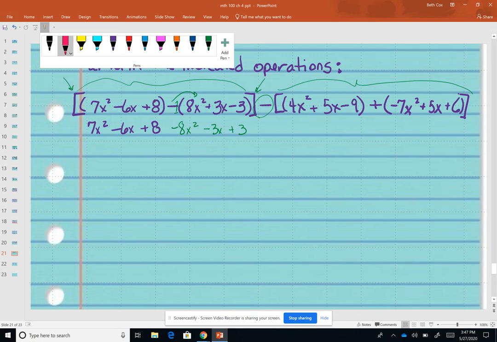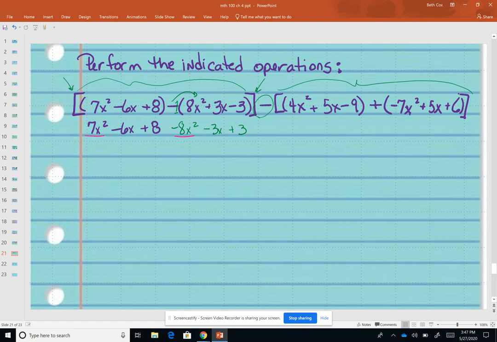So I changed the sign, brought down the second, and combined my like terms. Those two are alike, so that gives me a negative 1x squared. Those two are alike, a minus 9x. And then those two are alike, so that's plus 11. Okay, so that's step one.